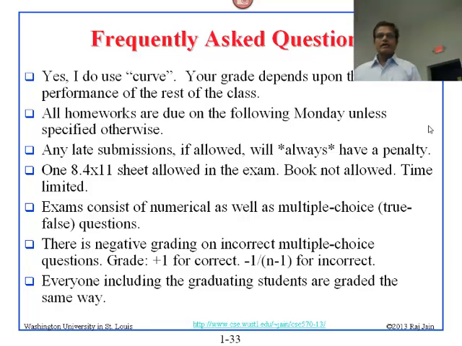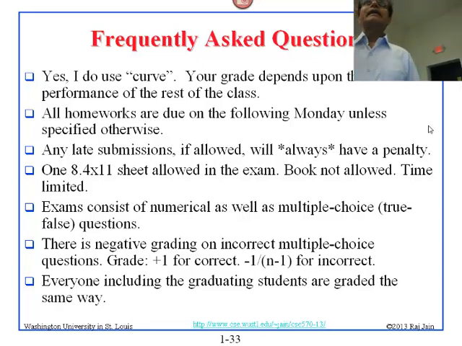I do use a curve. Your grade depends upon the performance of the rest of the class. So you cannot ask, if I got 70, will I get an A grade? I don't know. If the whole class got 70, then there is very little reason for me to give somebody a B and somebody an A. So at the end of the class, we find out where the class is, and 50% get an A, 50% don't get an A.